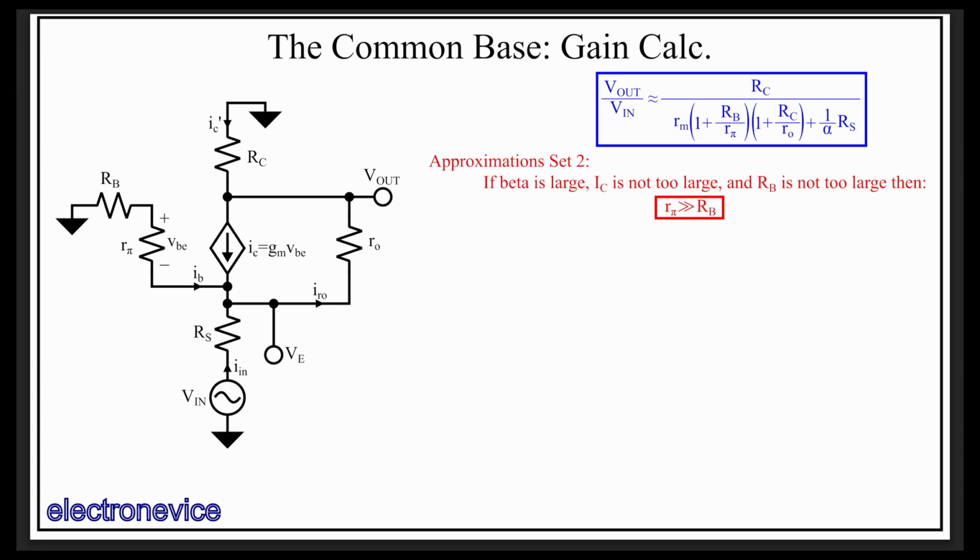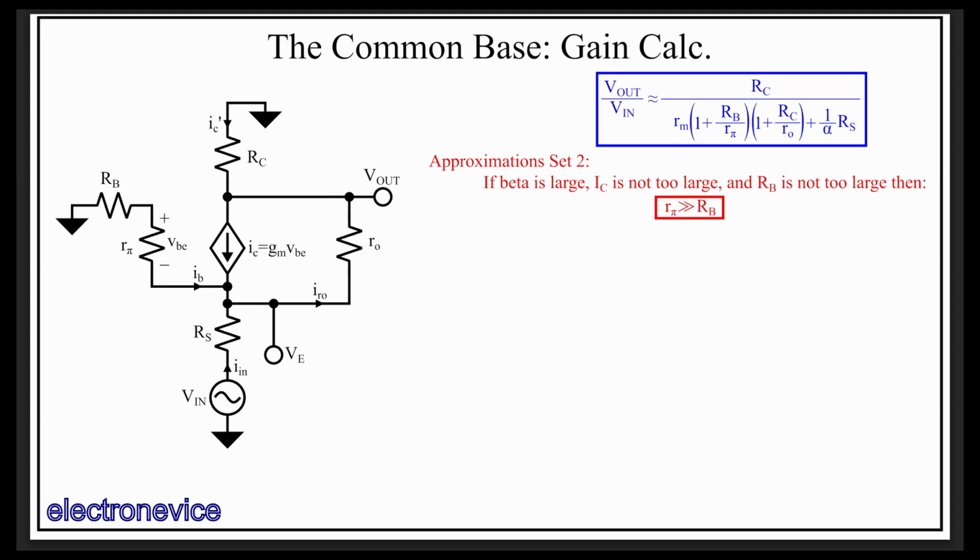If beta is large enough and the bias current IC is not too large, and RB is not too large, then it becomes clear that RPi will be much larger than RB. High beta makes RPi large, but high IC makes it small, so if the bias current becomes too high, this assumption can break down, especially since beta will start to drop as well if the bias current becomes too high. So keep that in mind when making this assumption.